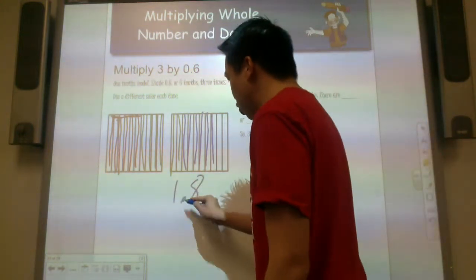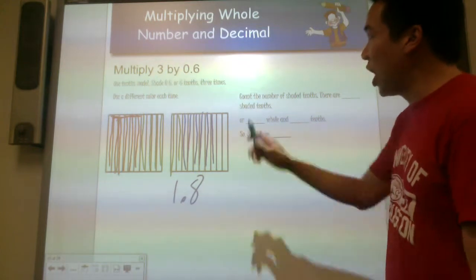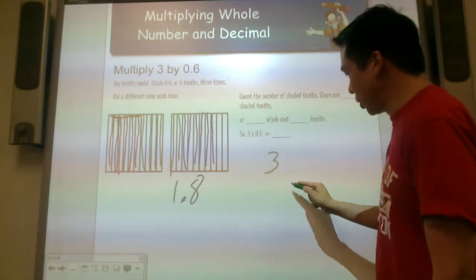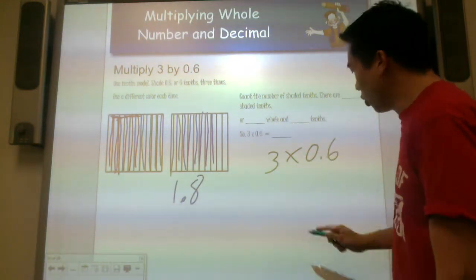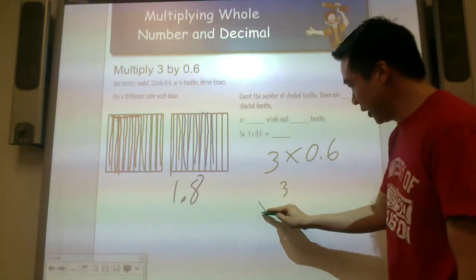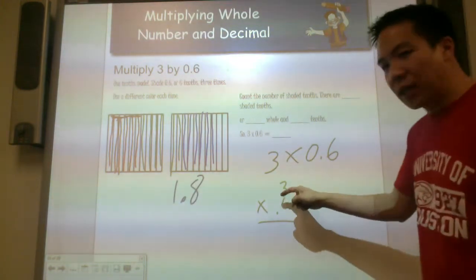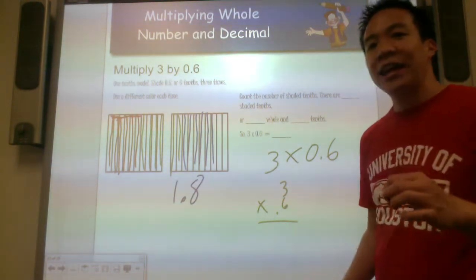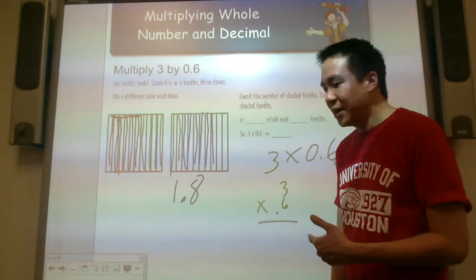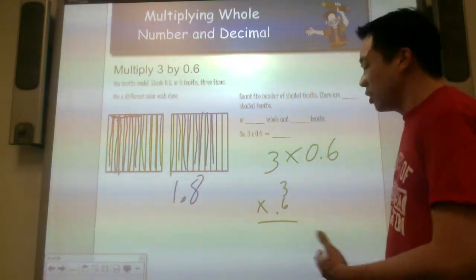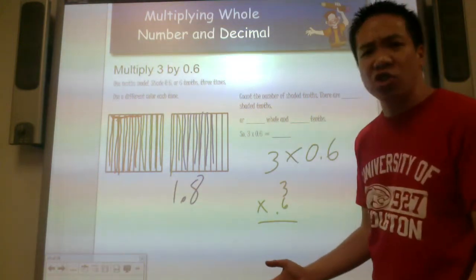But how do you get it without modeling? Can you answer this question without modeling? Let's see. You have 3 groups of 6/10. So it's 3 times 6/10. You could also write it this way. And then you're going to say, aren't we supposed to line this up? No, you only line up the decimal point in adding and subtracting. But when it involves multiplying, you do not have to line up. The way I teach it is I just multiply as if it's just whole numbers.